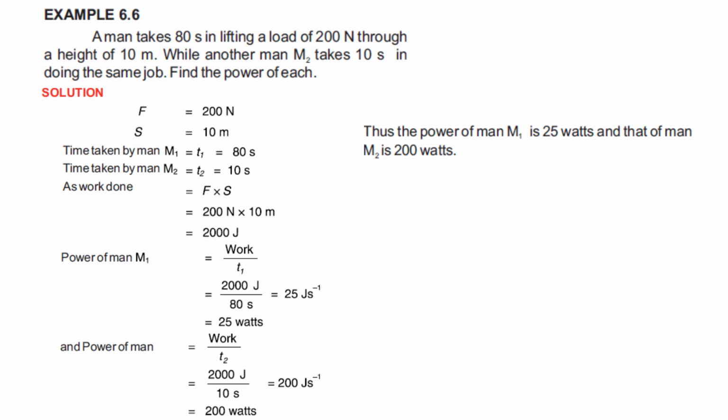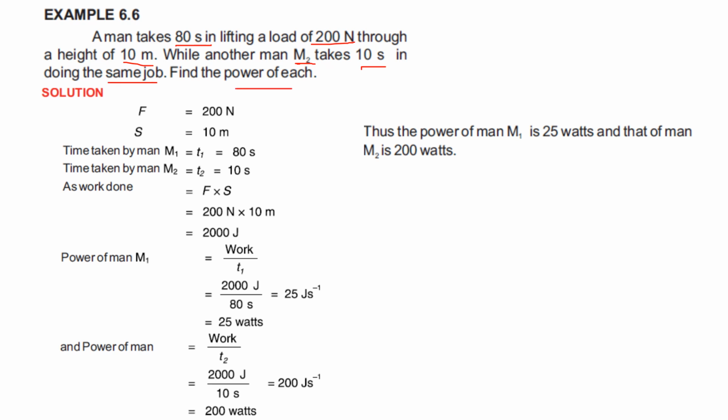Now this is the example regarding power, the topic which we have revised in the previous slide. A man takes 80 seconds in lifting a load of 200 Newton through a height of 10 meter, while another man, M2, takes 10 seconds in doing the same job. Find the power of each. So first of all, we have to write the data.